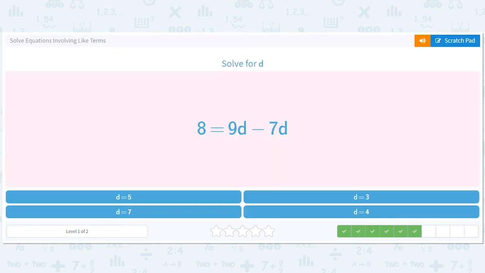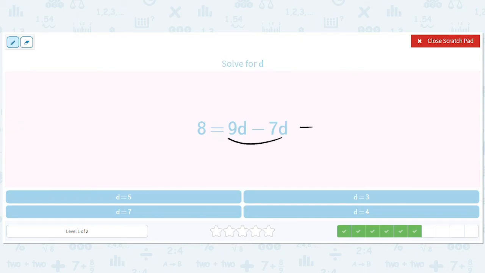How about this? 9D minus 7D. Well, that's 2D. And what do you get when you divide 8 by 2? You get D equals 4.